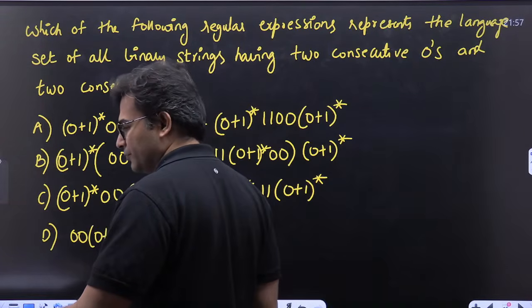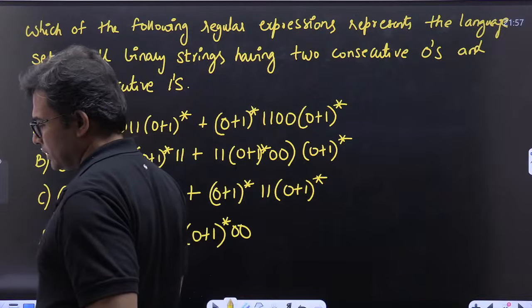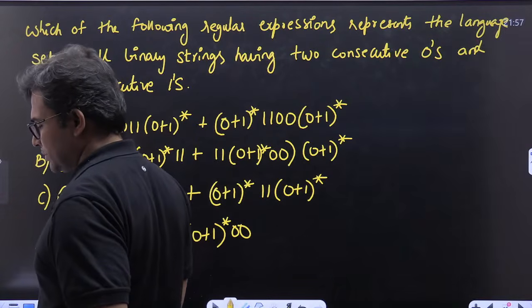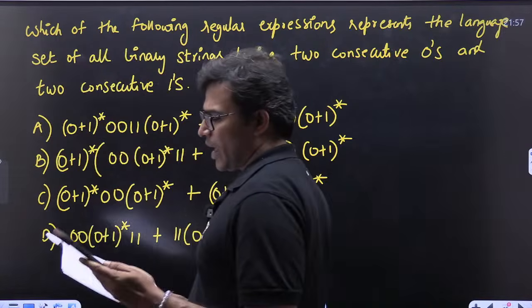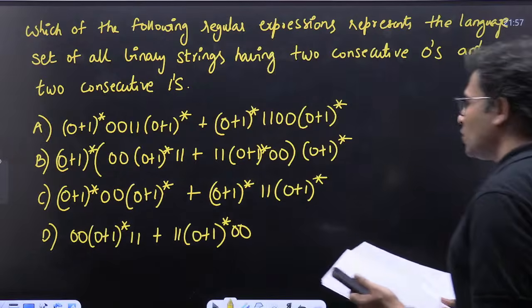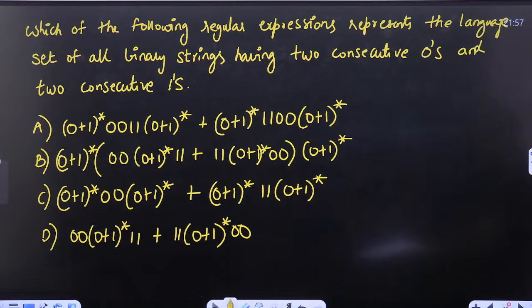Which of the following binary strings having two consecutive zeros and two consecutive ones? Having two consecutive zeros and consecutive ones.